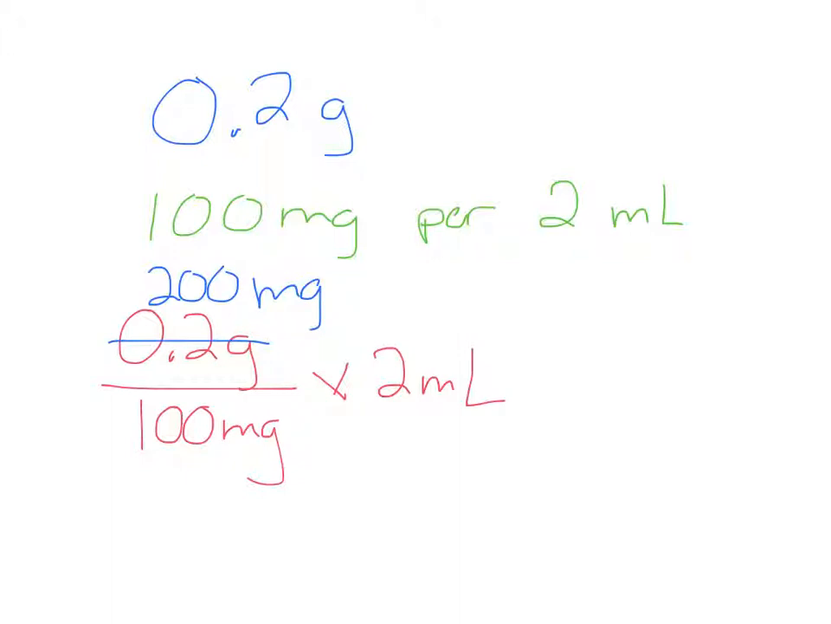So in calculating this out, now that they're the same unit, since they're going to cancel each other out, I can divide. 200 divided by 100 gives me 2, but don't forget we multiply by 2, and my patient here would take 4 milliliters.